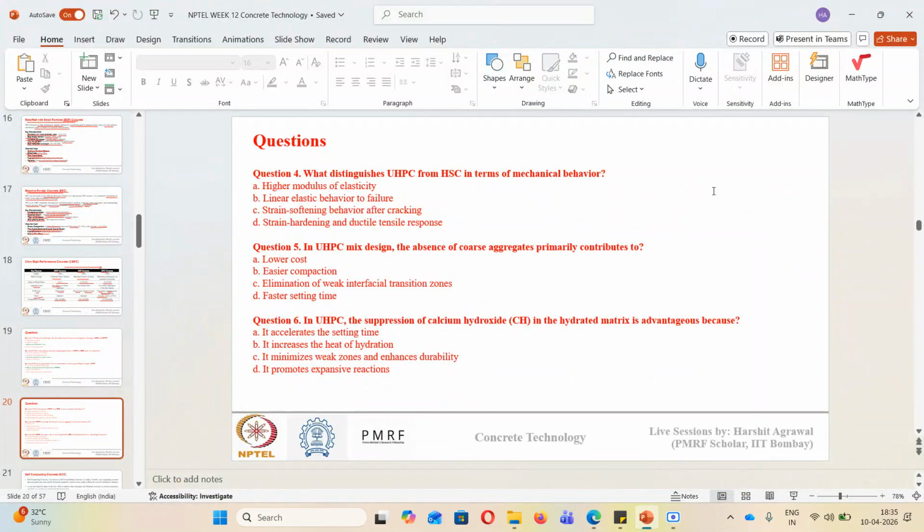Can anyone tell me? So we have two types of concrete. A high strength concrete, suppose its strength is around 75 MPa, and I have an ultra high performance concrete whose strength is around 150 to 200 MPa.